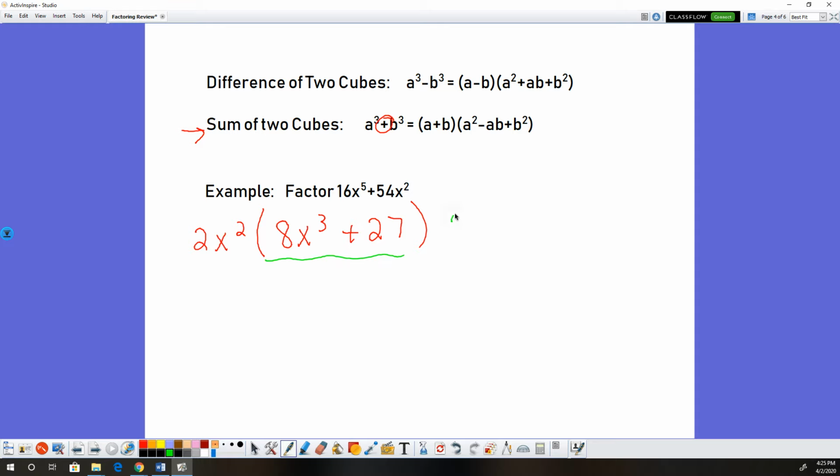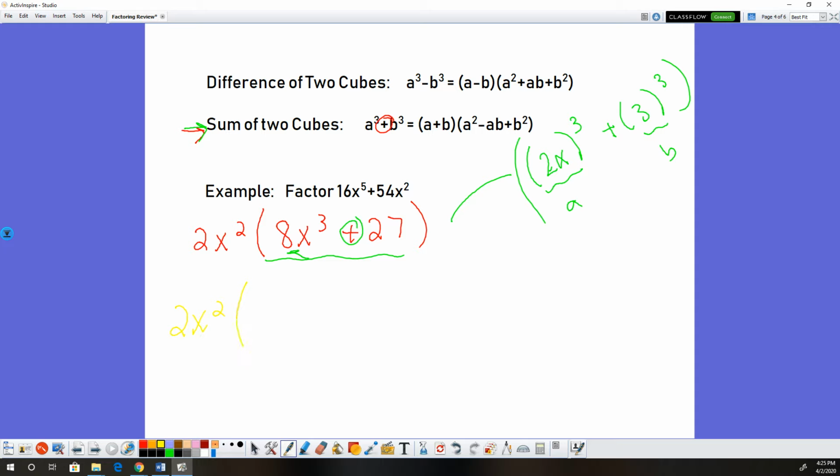Well, what's in parentheses here is 2x cubed plus 3 cubed. 2x cubed, remember, is 2 to the third times x to the third. 2 to the third is 8. X to the third, 3 cubed is 27, which means this would be my A, this would be my B. So I have the sum, so I would use this formula. Now, remember, don't drop your GCF, it stays here. We just don't have to do anything with it.